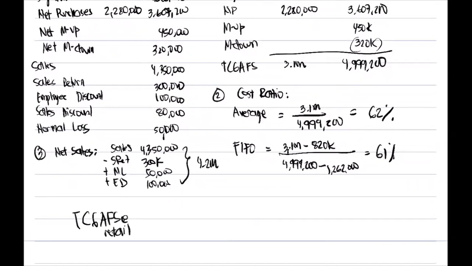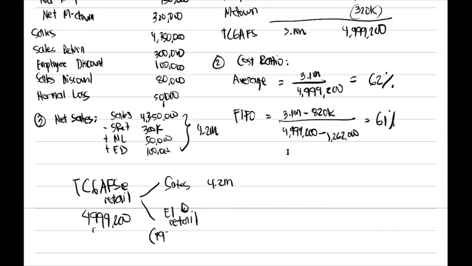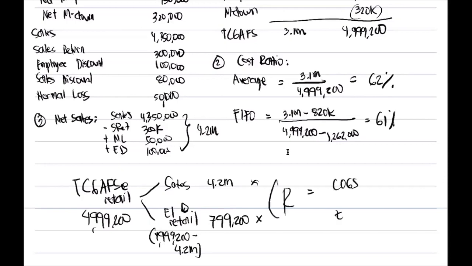Now, after that, we are ready to separate the total cost of goods available for sale at retail. So how much is our total cost of goods available for sale at retail? We have 4,999,200. So if our total cost of goods available for sale is 4,999,200, our sales is 4.2 million. Our ending inventory at retail is equal to 4,999,200 or total cost of goods available at retail less the sales of 4.2. So this will give us 799,200. You multiply it to your cost ratio.